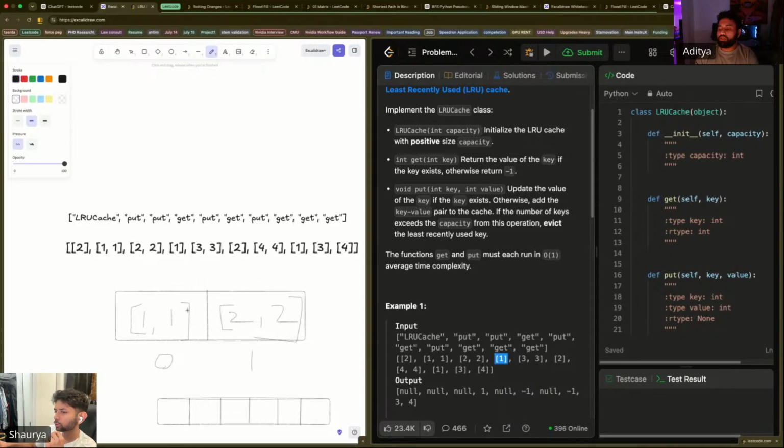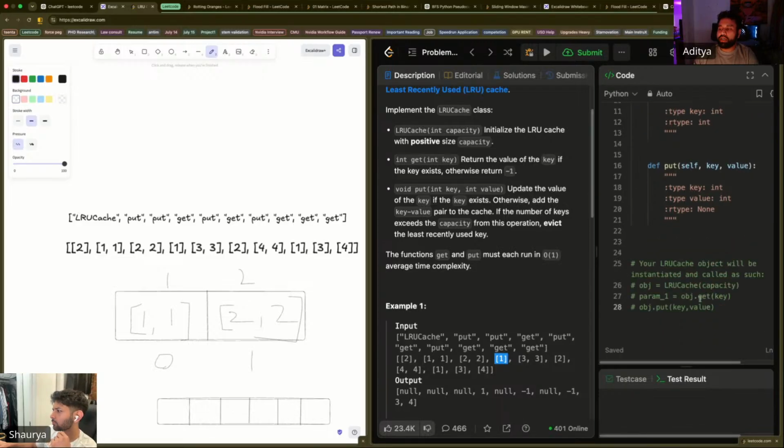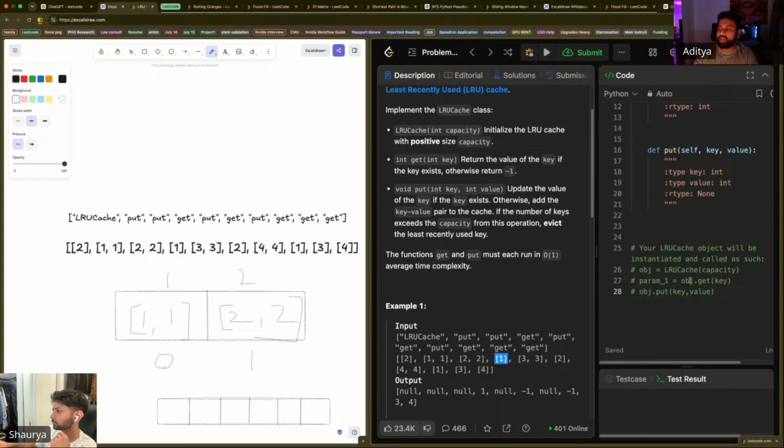So you're saying take this as 1 and this is 2. No. Look at the code. Look at the code again. How is that taking key and value? Look at line number 16.